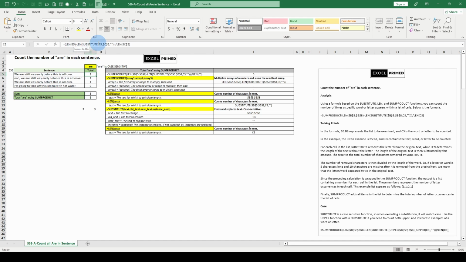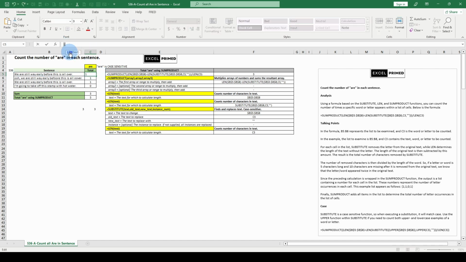Isn't that going to give us a number? And if we take this number and divide it by whatever we substituted, if it's true, it should give us 1. Here, we have this LEN of B5, going to give us this. We're still way early before this is over. Then if we go over here and we look at this, F9, notice R is missing. We take this length minus this length and divide it by 3. What are we going to get? We're going to get 1.